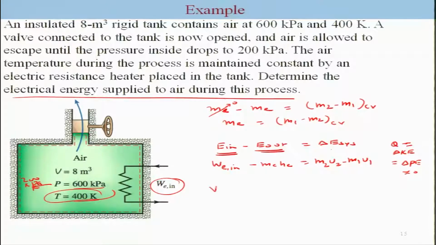Now, V1 is constant, P1 we know, P2 we know. Now, the thing is it is air, so we can consider air to be an ideal gas, and thus we can make use of the ideal gas equation to obtain m1, which will be P1 V1 by R T1, where R is 0.287 kilopascal meter cube per kg Kelvin.